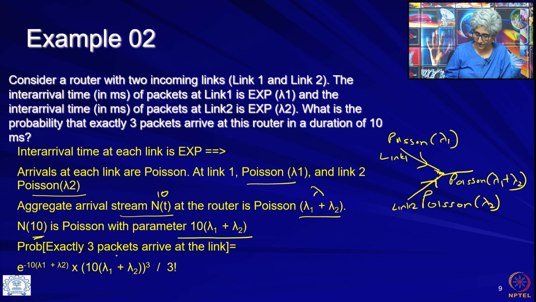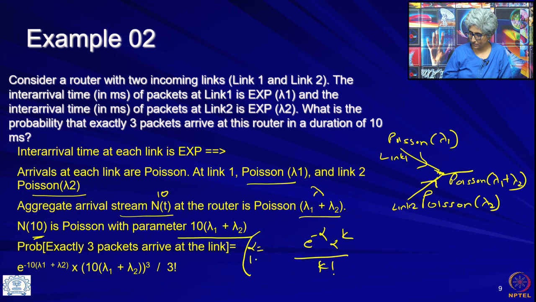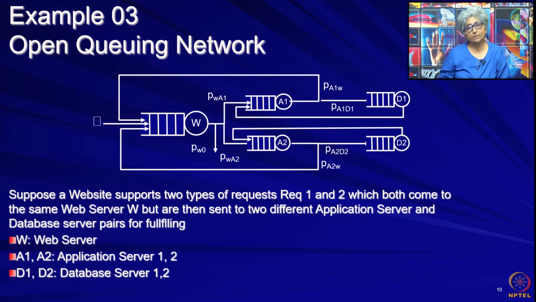So, probability exactly 3 packets arrive at the link. Again, we remember e to the minus alpha, alpha to the k divided by k factorial. Here our alpha is 10 times (lambda 1 plus lambda 2). That is our alpha, and we are just plugging that in to get this. Okay. So, these are just 2 quick examples for the Poisson properties. Now, let us look at our main example for today, which is of the open queuing network.